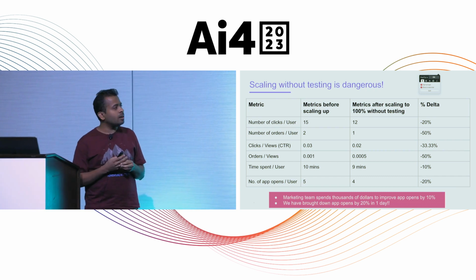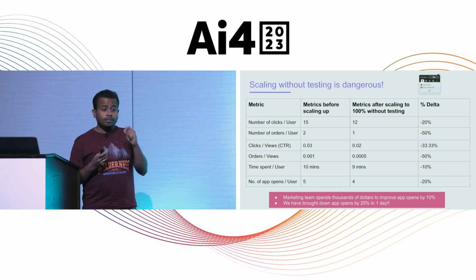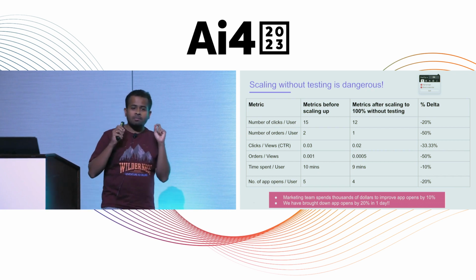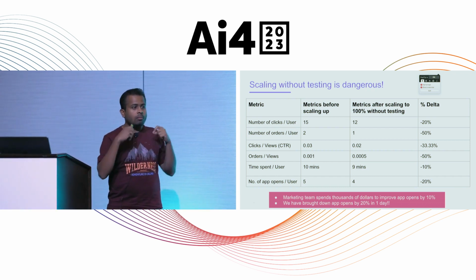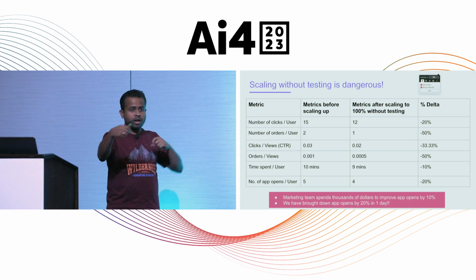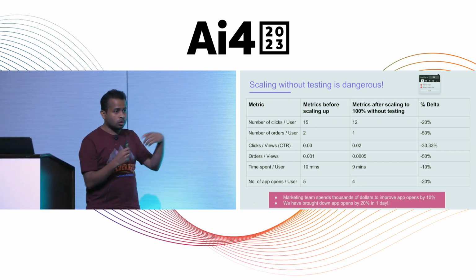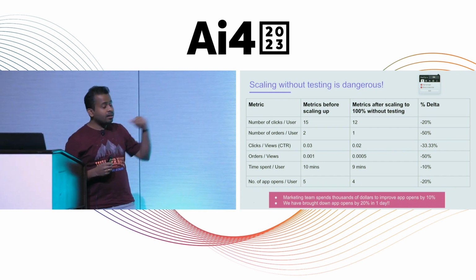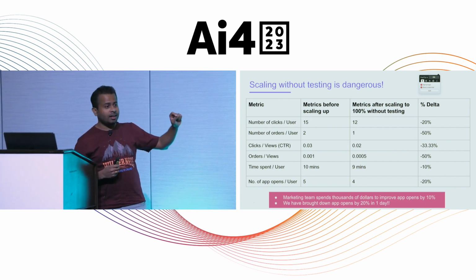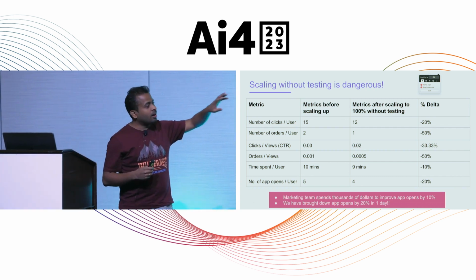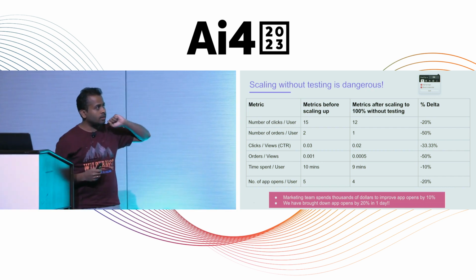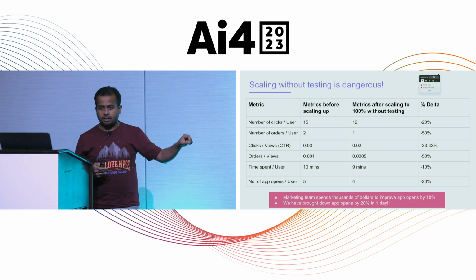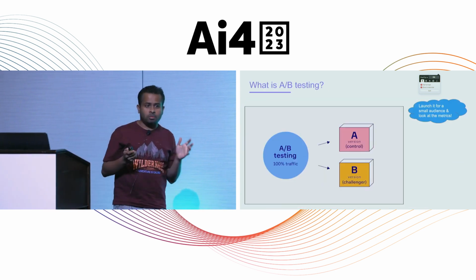So the bottom line here is that everything should be tested. To put things into perspective, the marketing team spends thousands of dollars to acquire users, and to make old users open the app via retargeting, via FB campaigns, and so on. And here, in one single day, we have destroyed this metric. It has gone down by 20%. So this is the issue with scaling up things without testing. That's where A/B testing comes into the picture.